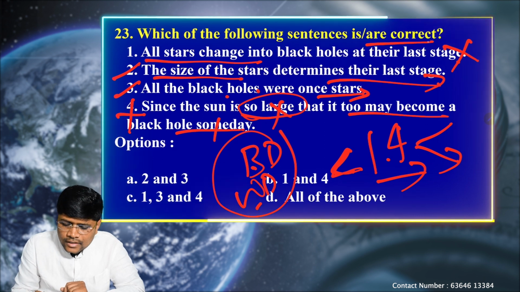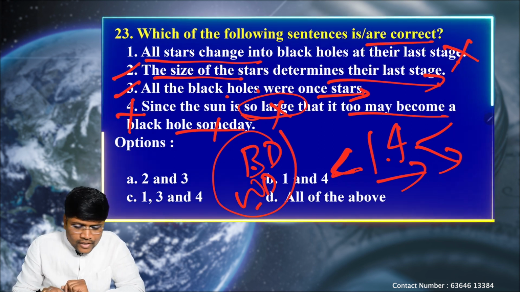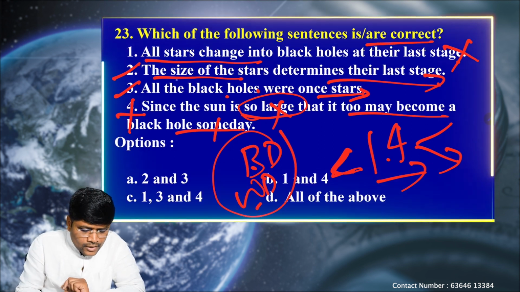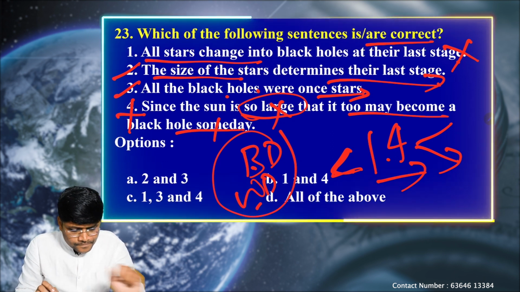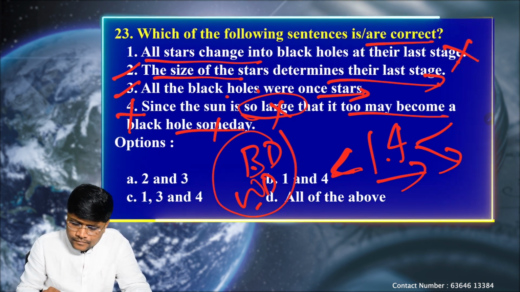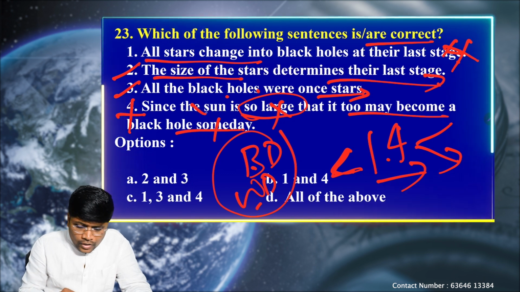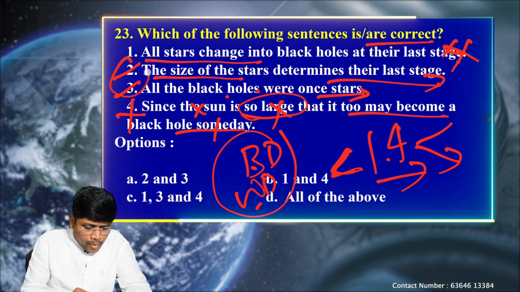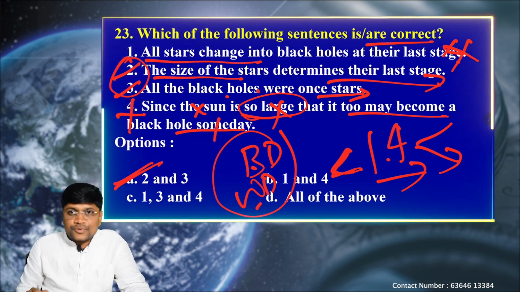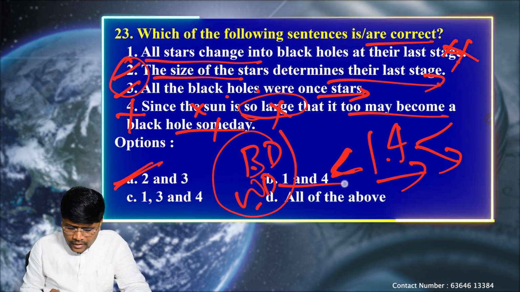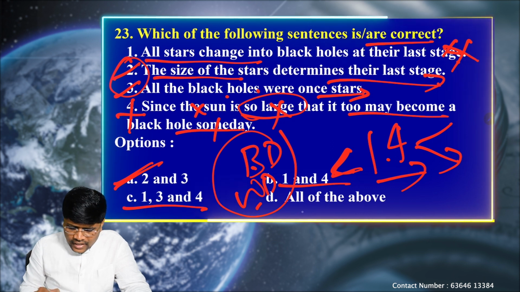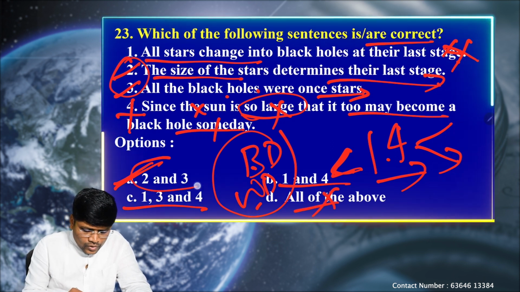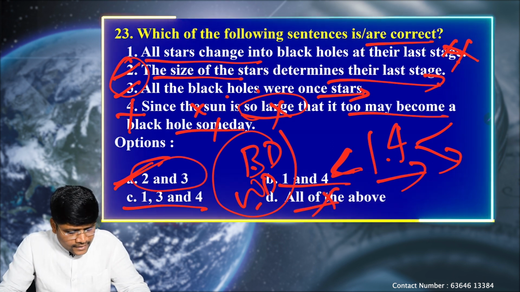So the question is asking which statement is correct. We know that only 2 and 3 are correct, and 1 and 4 are incorrect. Option A says 2 and 3, B says 1 and 4, C says 1, 3 and 4, and D all of the above. So only option A, statements 2 and 3, is correct.